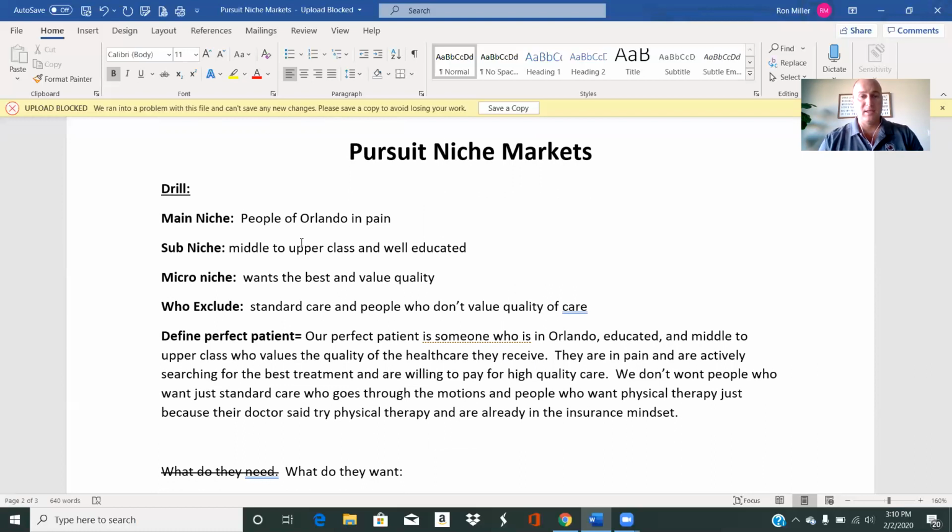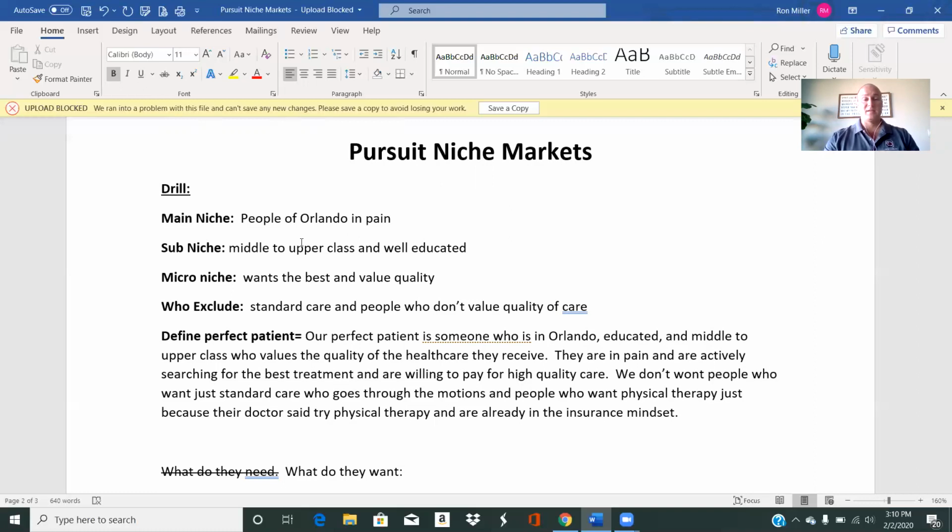So my main niche is the people in Orlando actively in pain. My sub niche could be middle to upper class people who are well educated. My micro niche are people who want the best and value quality. Who I don't want: people in standard care and people who don't value the quality of care.